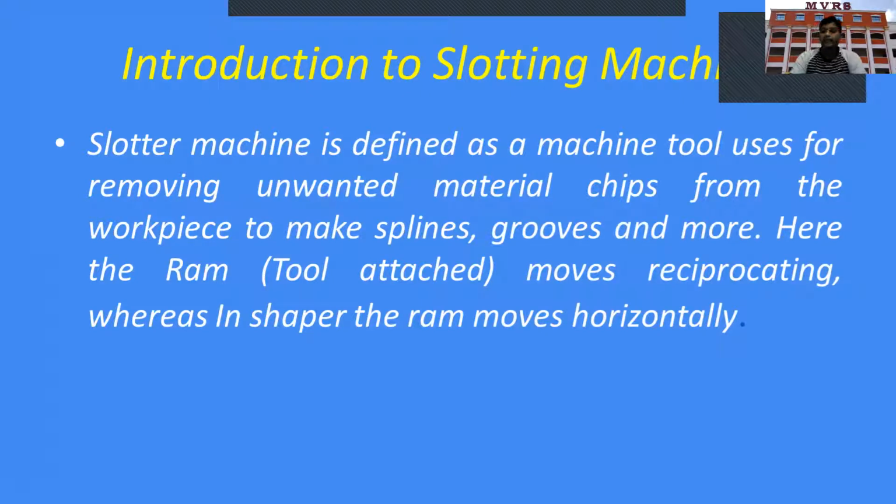Okay, and apart from these 2 points, we should know how the ram is being moved here. The ram, that is the tool attached, is reciprocating. Okay, the ram is reciprocating, but in the case of the shaper, the ram moves horizontally. Okay, these are the few points about the introduction to the slotting machine.